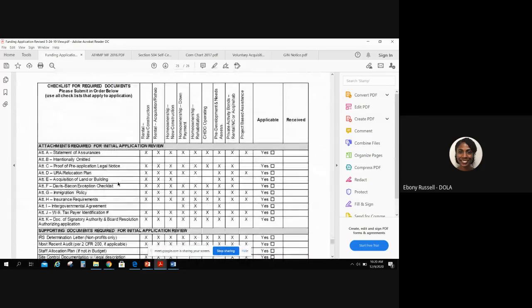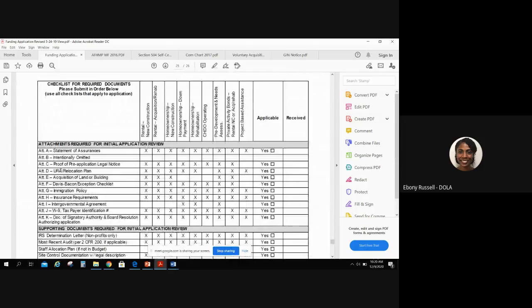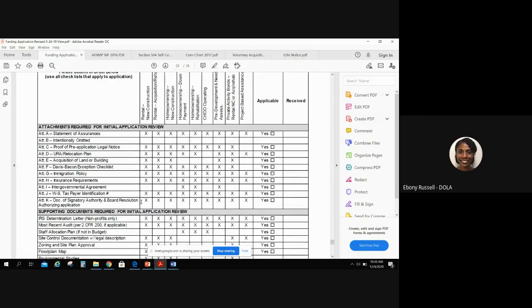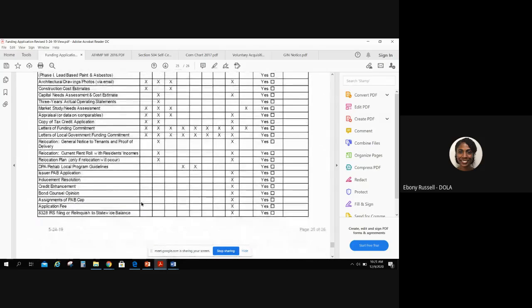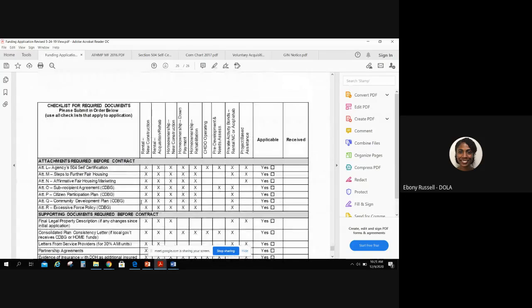And here you have your handy dandy checklist. So if you're looking at your project, you can look and see what type of project that you're applying for and what information is required. For CDBG, there are additional attachments which we can go over now.